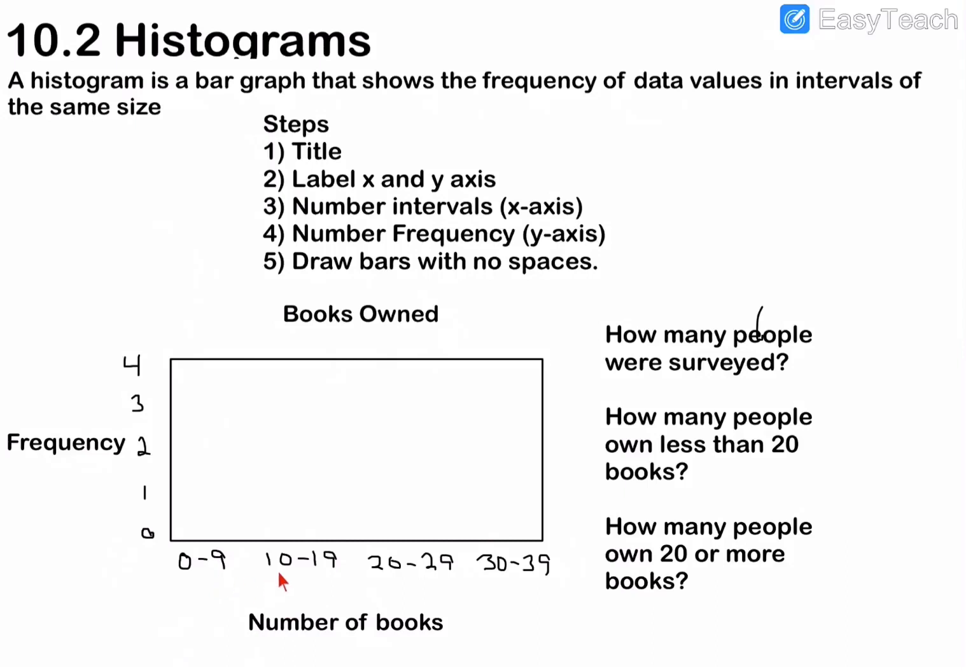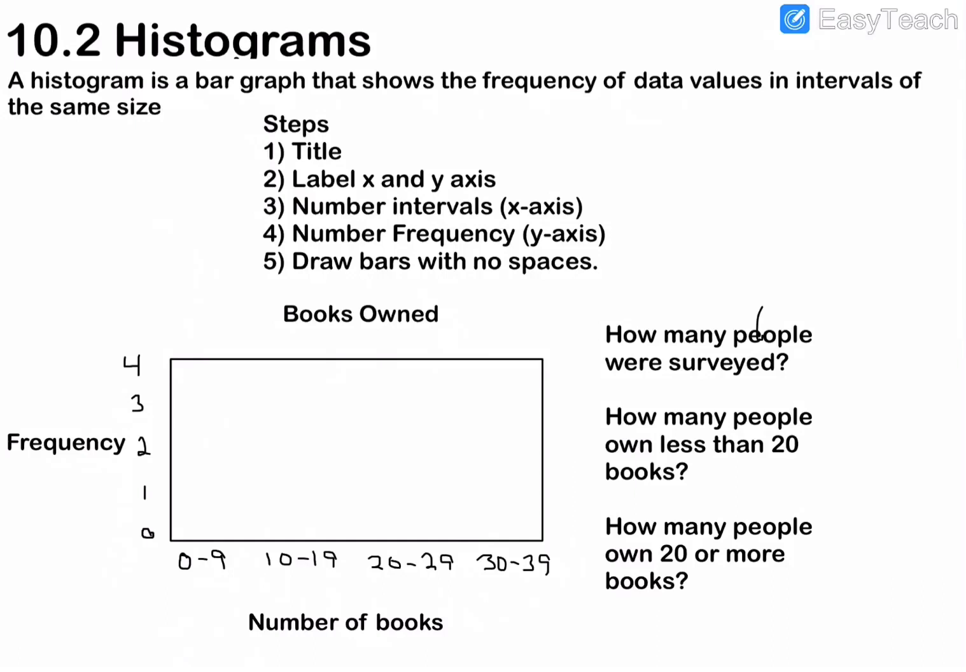If you can see, I already put my intervals here. And my intervals always have the same amount. So from 0 to 9, that is a range of 9. From 10 to 19, that has a range of 9. From 20 to 29, that has a range of 9. And from 30 to 39, that is a range of 9. And then here's my frequency. Okay? So I'm just going to go ahead and put some bars in here, and then we're going to talk about how to analyze a histogram.